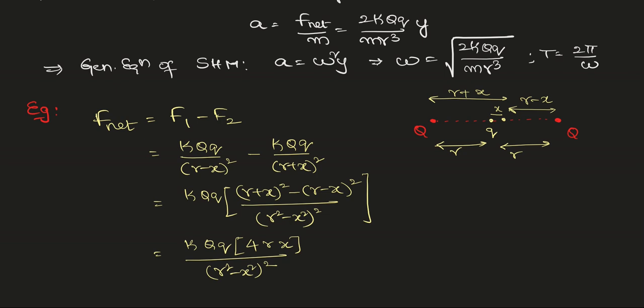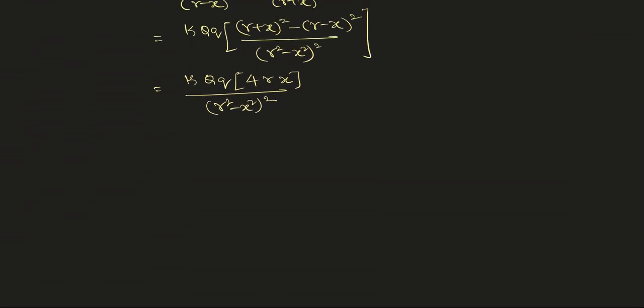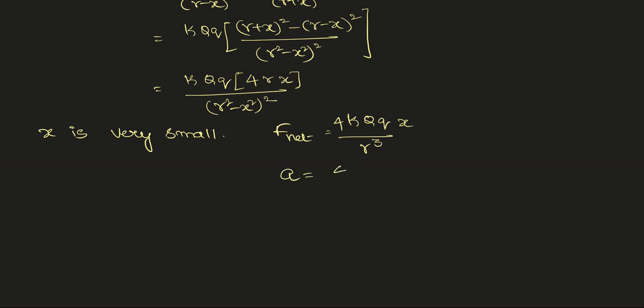And from this, if x is very small, then that net force will be equal to kq, 4 will be there, x by r power of 4, and numerator we are having r, so that it will be 4kq by r cube. So that acceleration will be equal to 4kq by m r cube into x.